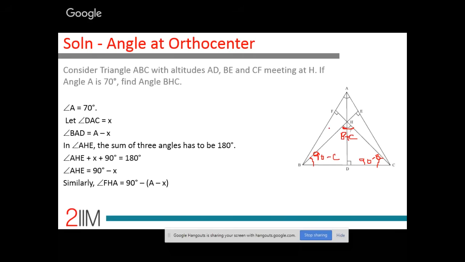The other way of thinking about it is to think about quadrilateral FAEH. All 4 angles should add up to 360. These two are 90, so these two should add up to 180. If this were 70, this should be 110. Vertically opposite angles, so this is 110 and this is 110. Angle A is 70, so angle FHE should be 110. If FHE is 110, BHC is 110. And that's the other way of doing the same thing. So with the orthocenter, you can find the angle between 2 vertices and the orthocenter.